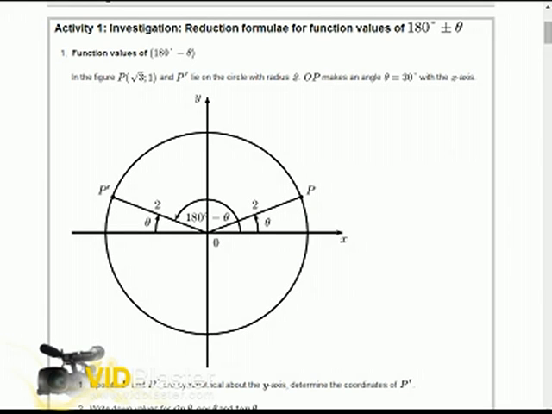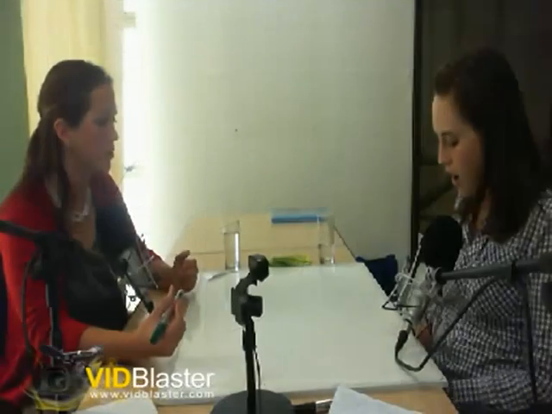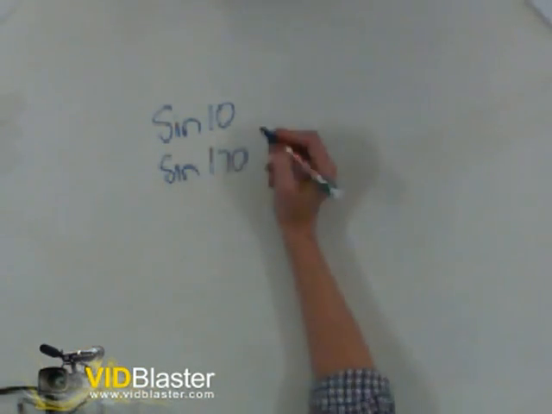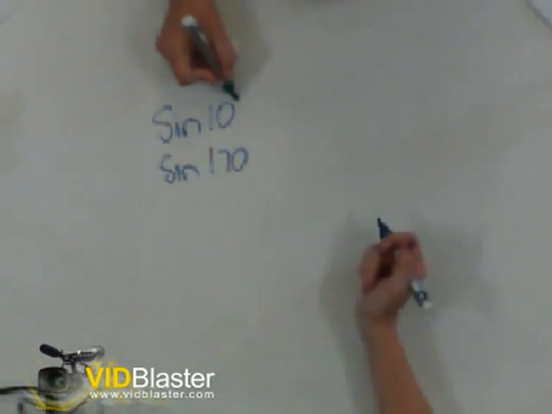And what kind of outputs are you expecting from them? What kind of conclusions must they draw from this investigation? Well, I would like learners to say something like, okay, sine of 10 and sine of 170. These two should be the same.